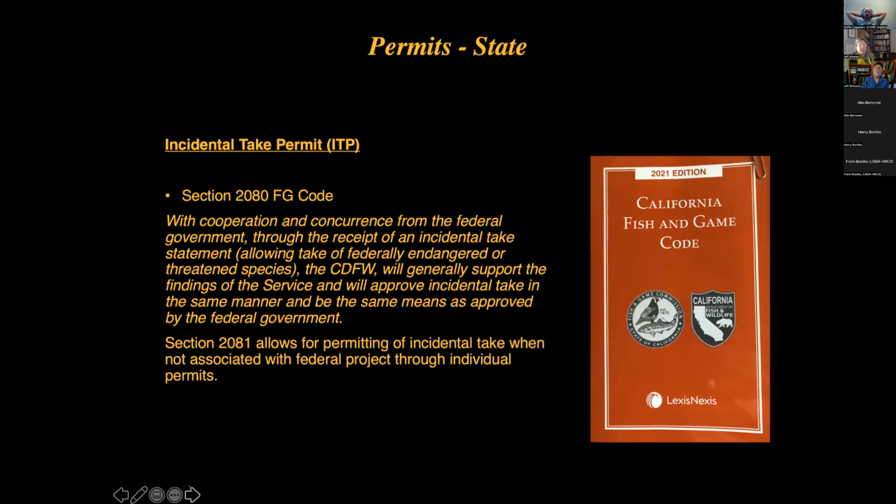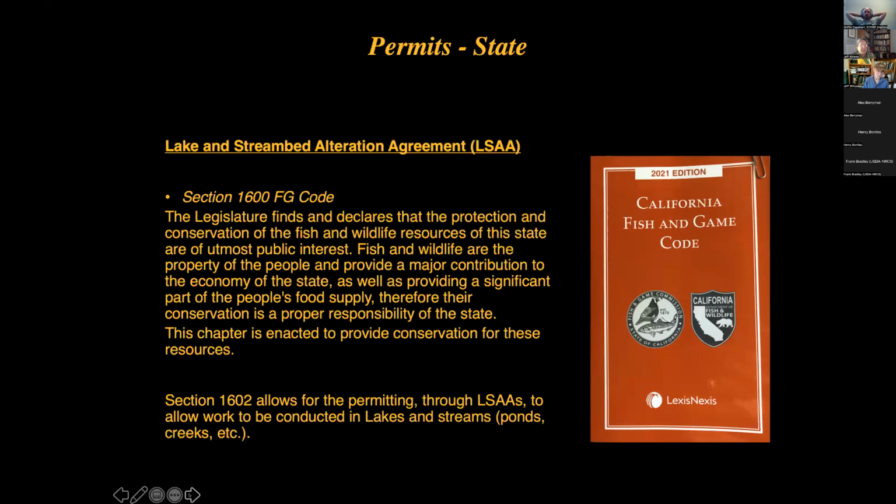So this is another one of those things that looks like the federal government, where if you're looking for credit for hours or for handles, you need to make sure you're working with a permitted person under the ITP, not just another approved person under an ITP. There are lake and stream bank alteration agreements, LSAAs, that you can get approved to handle tiger salamanders or pond turtles or red-legged frogs or whatever. But again, these aren't going to count toward getting your own permit unless you're working with a permitted person.